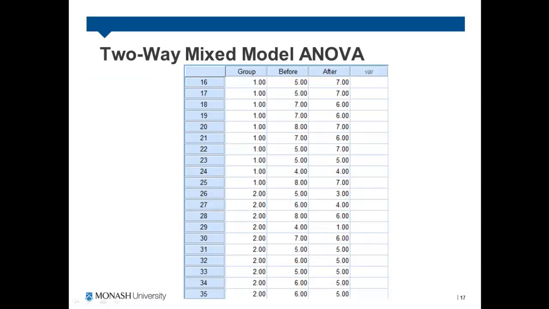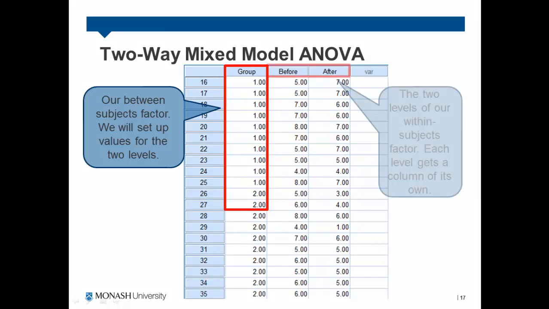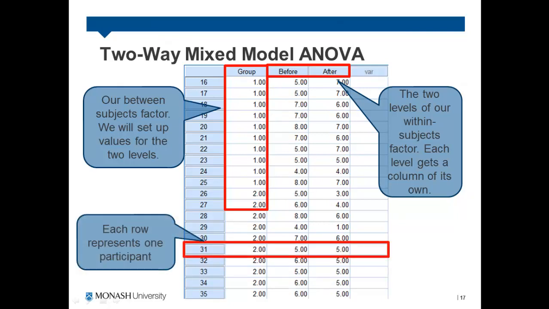If we enter our data into SPSS, this is what it would look like. We'd have 3 columns. Our first column or variable is our between subjects factor, or the group in which the children are allocated in. The next 2 columns make up our within subjects factor. Like with all repeated measures designs, each level gets its own column. And like always, each row represents one participant. Let's now open up a new data set in SPSS so we can enter this data in ourselves.